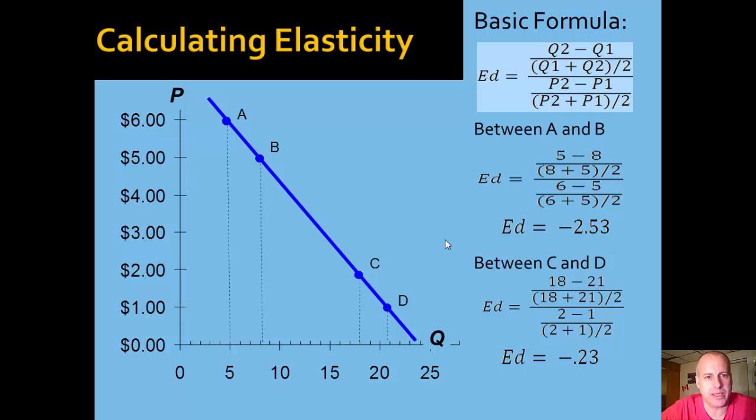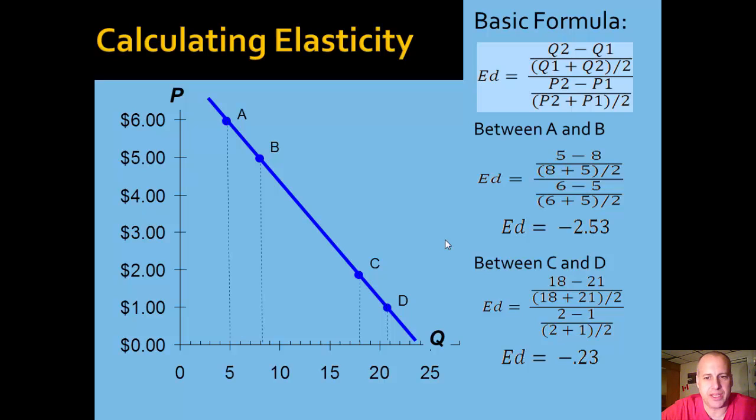So, for example, when we look at the elasticity of demand between A and B, the quantity goes from 5 to 8, which is an increase of 3, when the price fell from 6 to 5, which is a reduction of $1. So when we apply the formula, plug in 5 minus 8 divided by the average of 5 and 8, divided by 6 minus 5 over the average of 6 and 5, and we get the elasticity of demand between points A and B using the midpoint formula is minus 2.53. So essentially what this says is for every 1% increase in price, we get a 2.5% decrease in quantity demanded between points A and B.